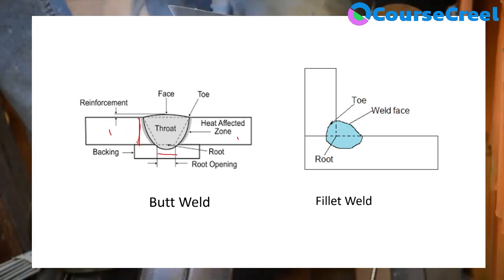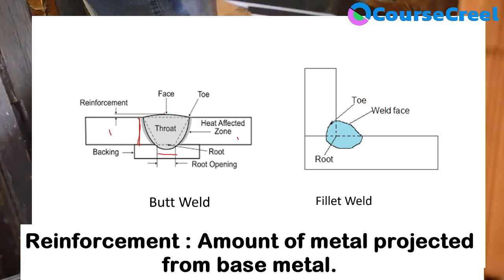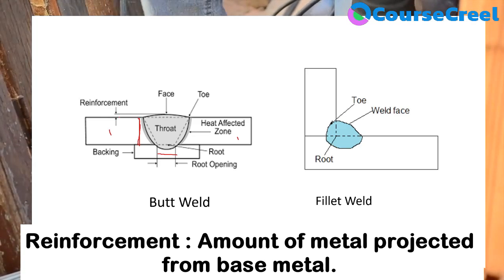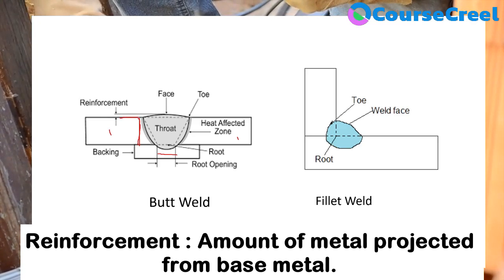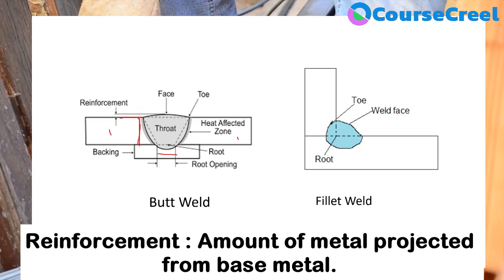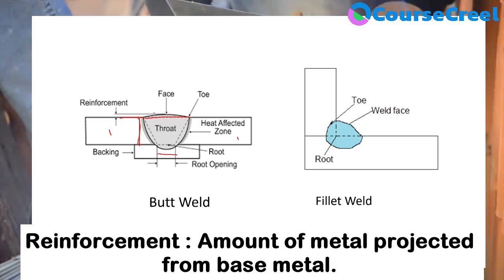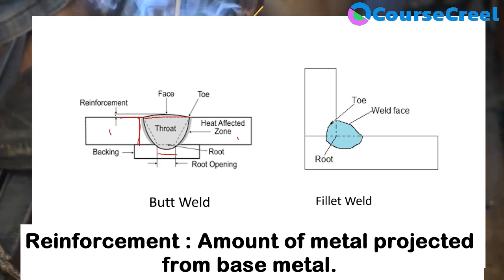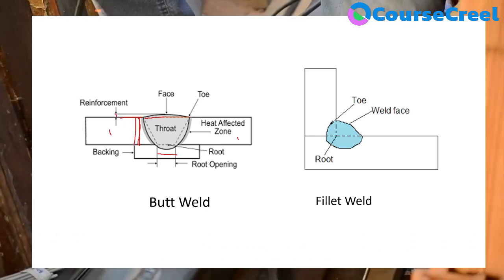Now one more term which we are going to define here is reinforcement. Reinforcement we can define as the amount of material projected from the base metal. You can see this is the level of base metal, and reinforcement is the amount of material projected from the base metal. Above the level of base metal, whatever embossed area we have for the welding or for the filler material, that is called the reinforcement. So this distance represents reinforcement, and this total distance represents the penetration.